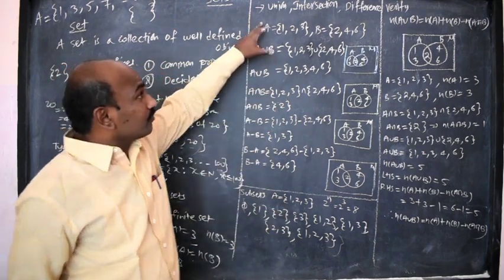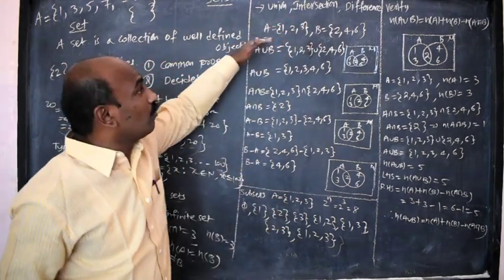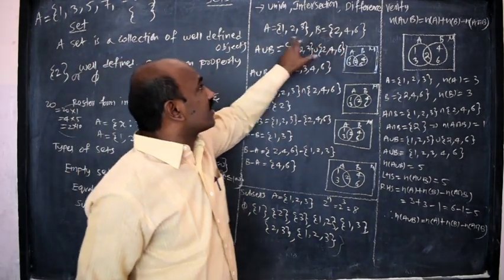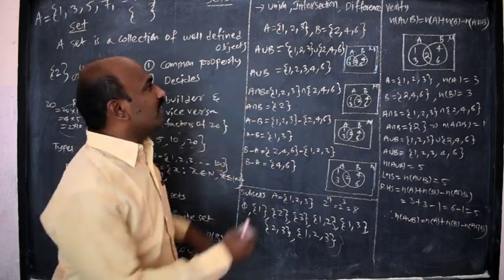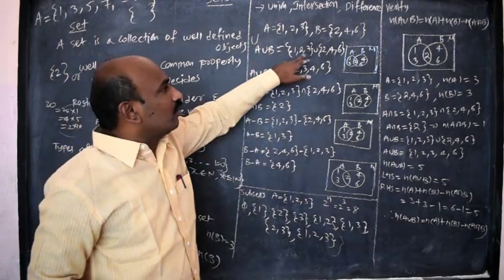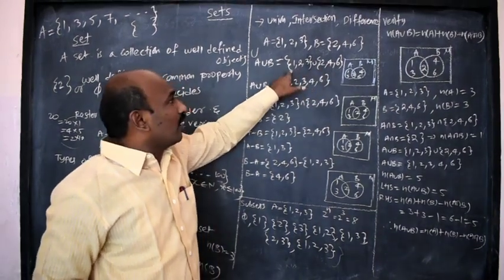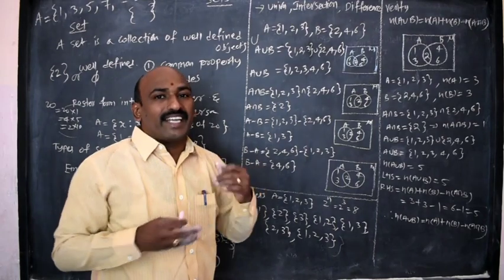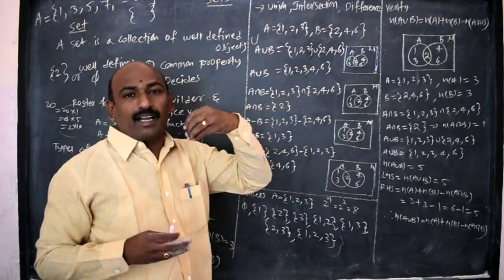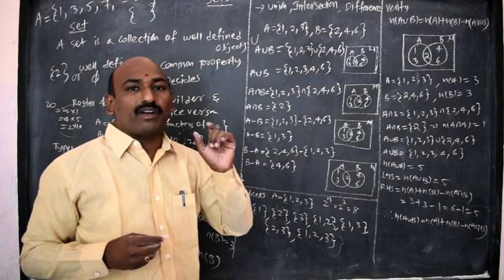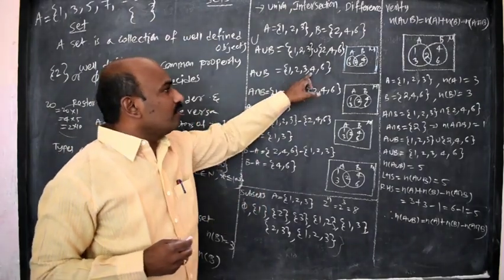Now let's go to union, intersection, difference, the three more operations. Take the set A equal to {1, 2, 3}, B equal to {2, 4, 6}. For the union operation, union is denoted by the symbol ∪, and A union B we can write as {1, 2, 3, 2, 4, 6}. Union means all the elements are taken without repetition. If a repetition occurs, you take it only one time: {1, 2, 3, 4, 6}.